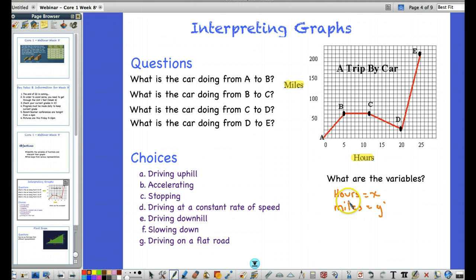What is the car doing from A to B? So see the red line on the graph from A to B? What is the car doing right there? See down below where your choices are? A through G? Okay, you guys have to pick one and then type it in your notepad. You must pick a choice. Make sure to pick your own choice.